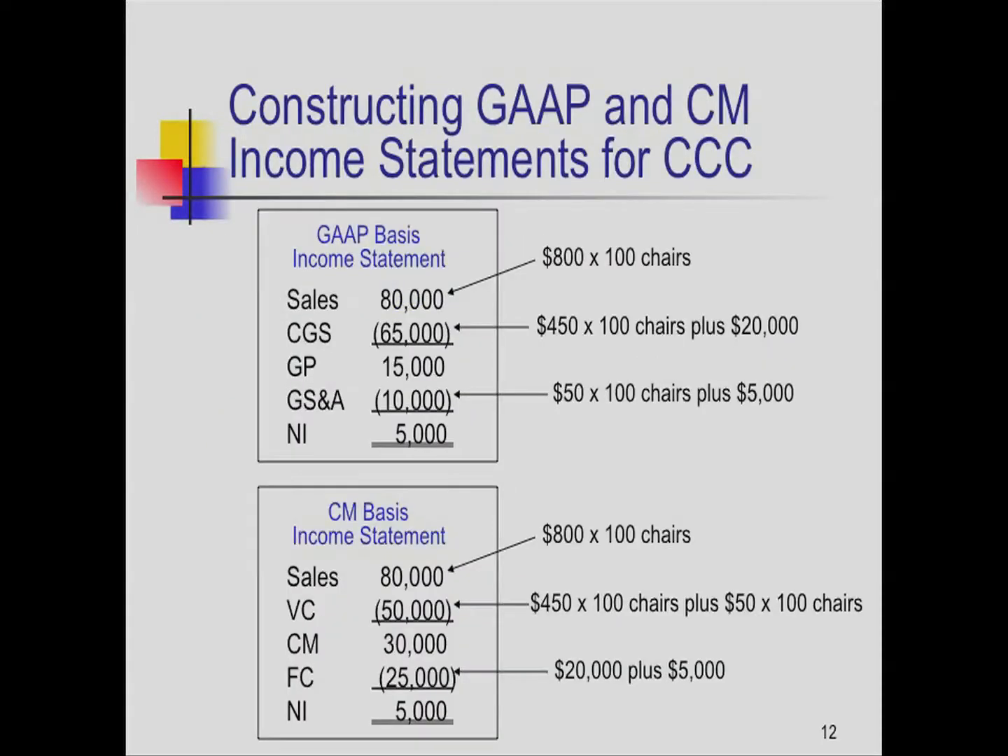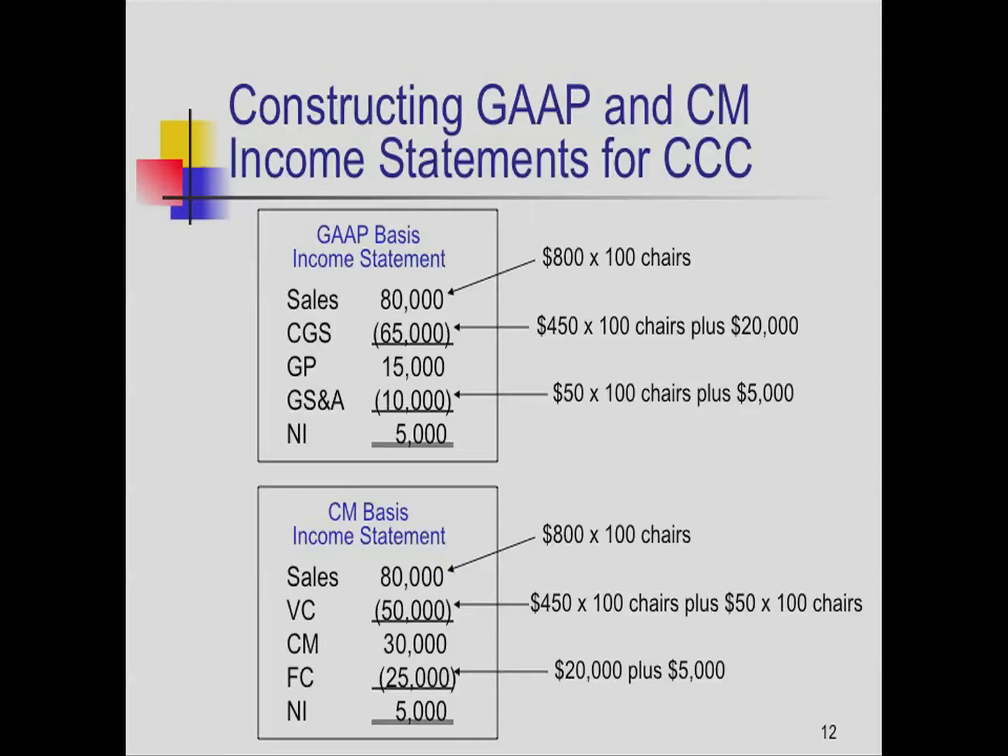Okay, so you might look at these and say, so what? If we use the financial accounting, the GAAP basis statement, we have sales of $80,000, that's 100 chairs at $800 a chair. The cost of goods sold is $450, that's the variable manufacturing cost, times 100 chairs, plus $20,000, which is the fixed manufacturing cost. So we add those together and get $65,000. We calculate a gross profit of $15,000.